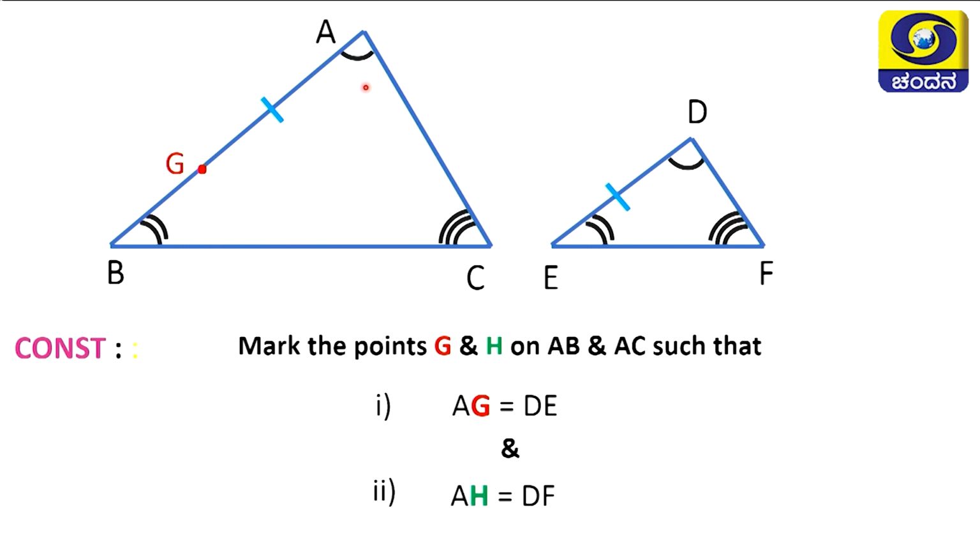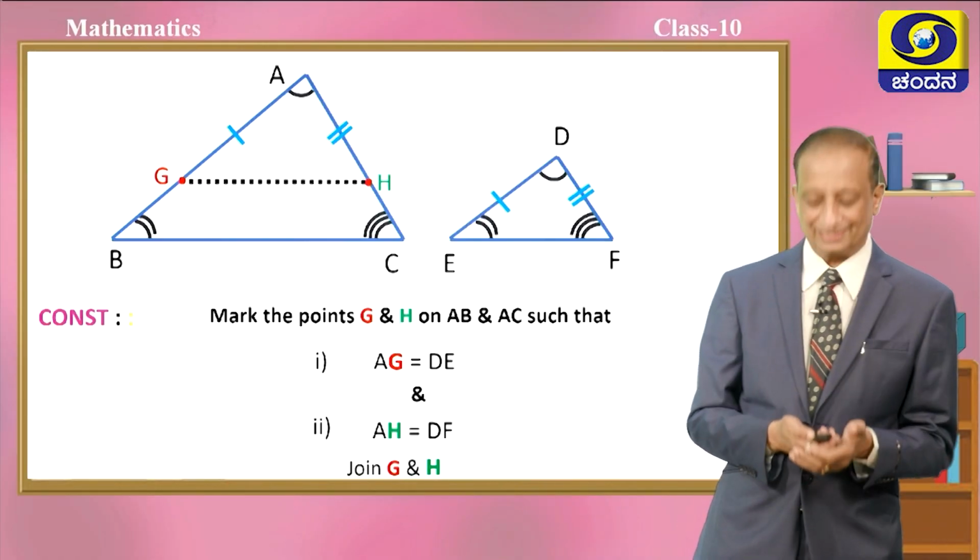And you must also choose another point on AC such that AH is equal to DF. Okay, go to triangle DEF, take the scale, measure DF and choose the point H on AC such that AH is exactly equal to DF. Once you do this, take a scale, you put 2 lines like this on AH and DF. Now, join G and H in broken lines in order to say that this is not given in the data of the theorem, it is what we have done in order to establish this. So, this is our construction.